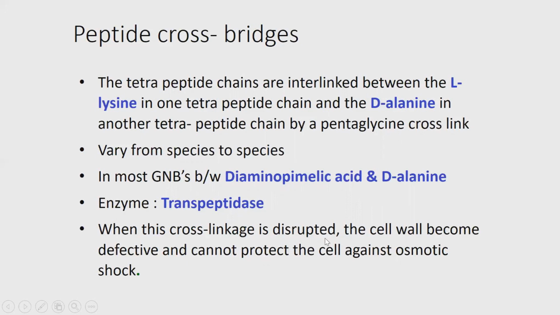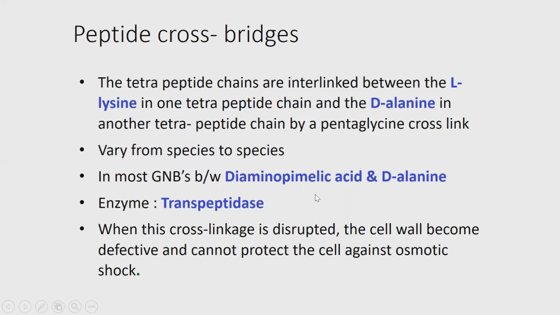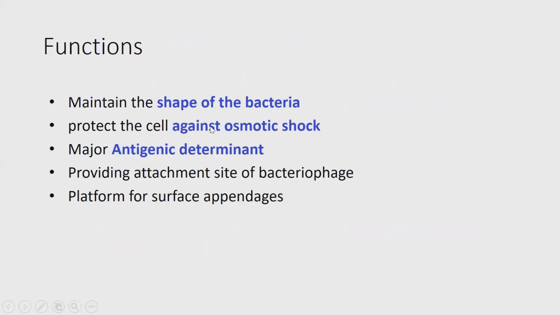And if this cross-linkage is disrupted, the cell wall becomes defective and cannot protect the cell against osmotic shock, and therefore the bacteria dies. So what is the function? As we have already said, when the cross-linkage is disrupted, it cannot protect the cell against osmotic shock. So the cell wall protects against osmotic shock. So if there is more water within the bacteria, or less water outside of the bacteria, the cell wall stops that osmosis from happening, because we know that basically the cell membrane is a semi-permeable membrane, right? But the cell wall inhibits that transfusion, so they act against osmotic shock.